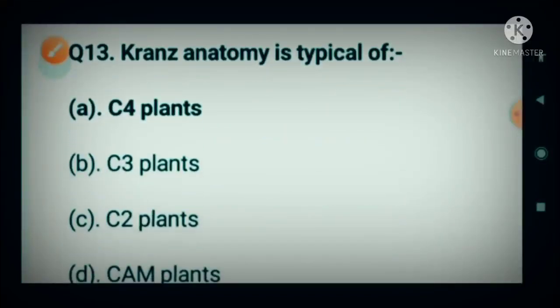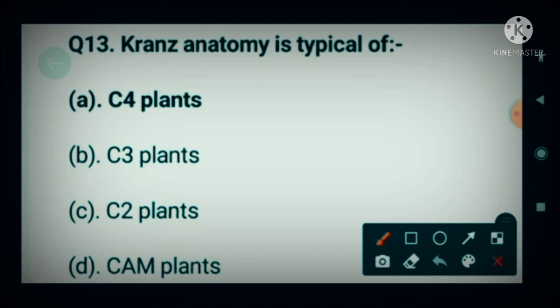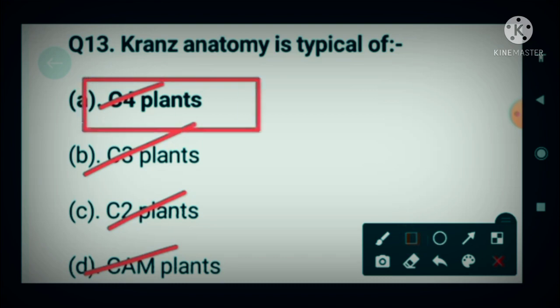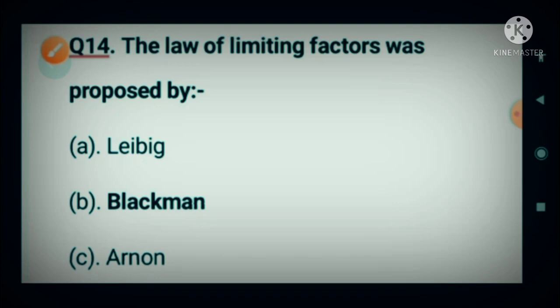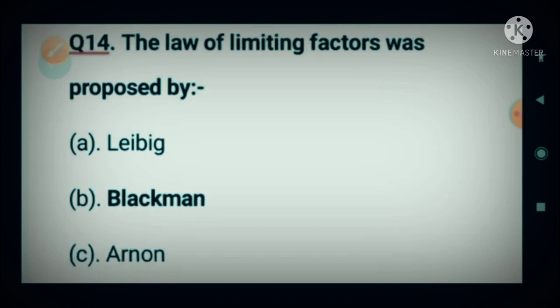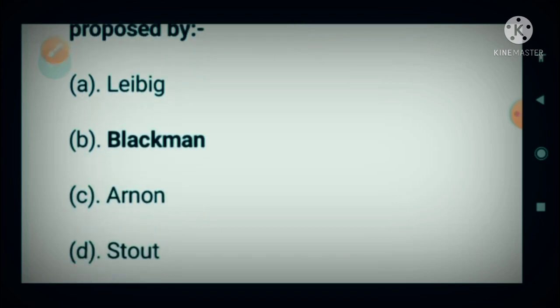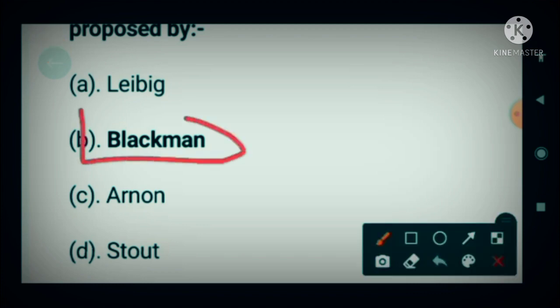Next question is: Kranz anatomy is typical of C4 plants, C3 plants, C2 plants, CAM plants. The right option is C4 plants. Next question is: the law of limiting factors was proposed by Liebig, Blackman, Arnon, Stout. The right option is Blackman.